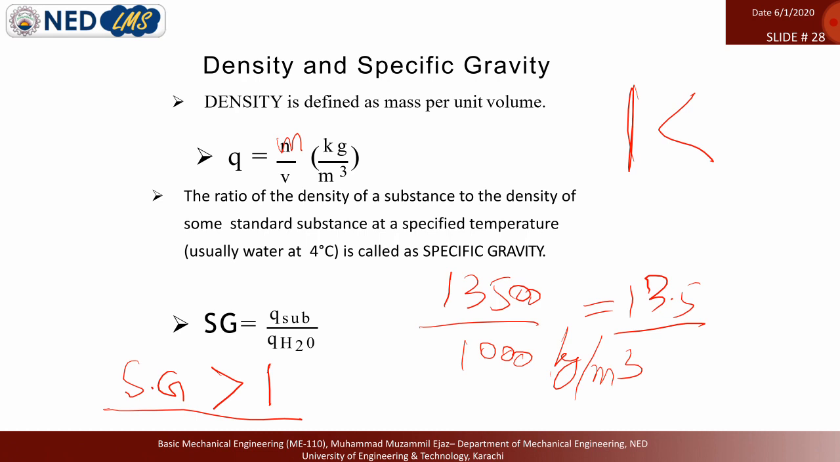You can also calculate the density of any solid object, like this block. You can calculate its volume and its weight and divide the weight by the volume. If the density is less than 1000, then this block will float on the water. If its density is higher, then it will sink into the water. You can also identify this with the specific gravity.